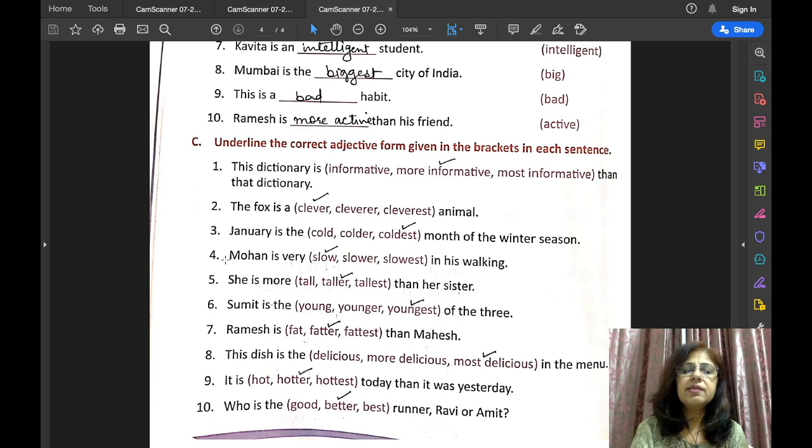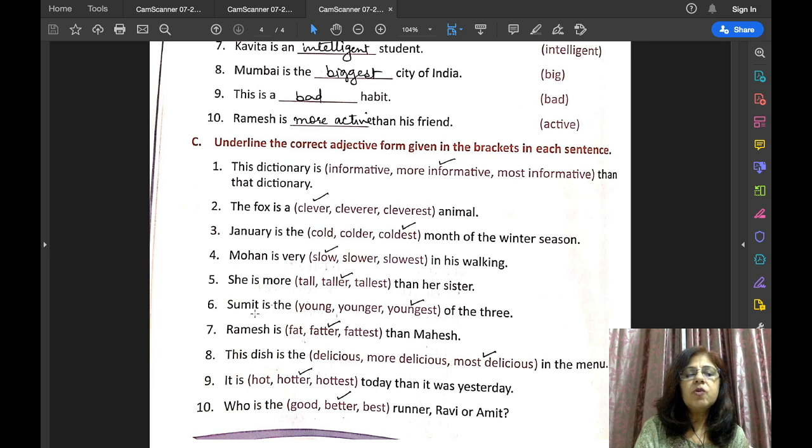Number 4 sentence, Mohan is very dash in his walking. No comparison is made there. Only we are talking about Mohan. So we will use positive degree. Mohan is very slow in his walking. 5th sentence, she is more dash than her sister. Comparison is made between 2, she and her sister. So we will use comparative degree. She is taller than her sister.